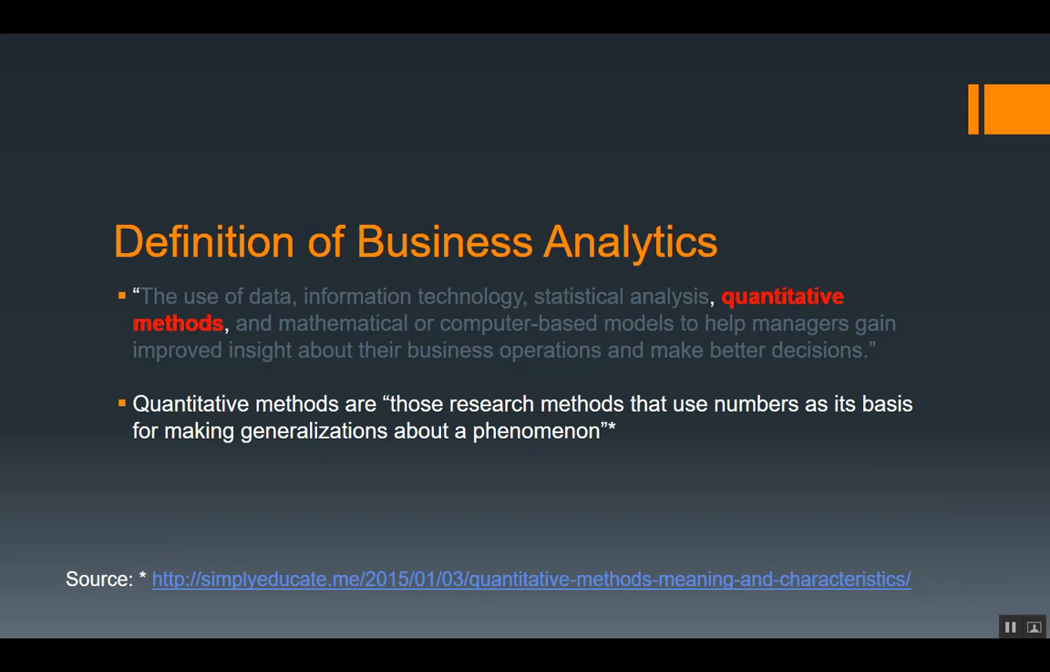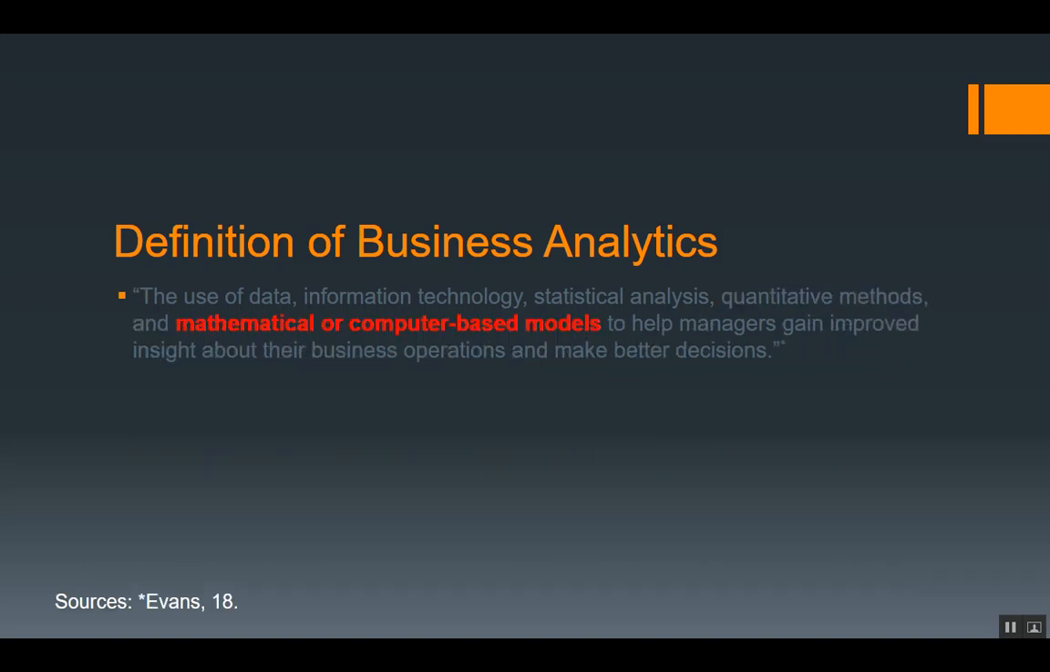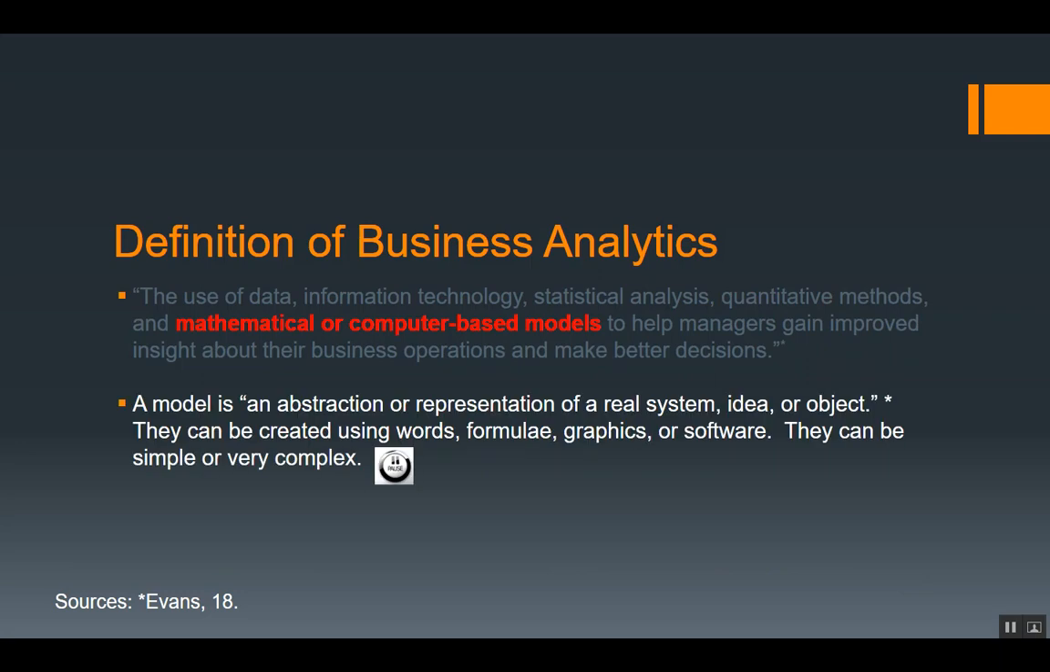Quantitative methods are those research methods that use numbers as their basis for making generalizations about a phenomenon. And mathematical or computer-based models. So a model is an abstraction or representation of a real system, idea, or object. Models can be created using words, formula, graphics, or software. They can be simple or very complex.